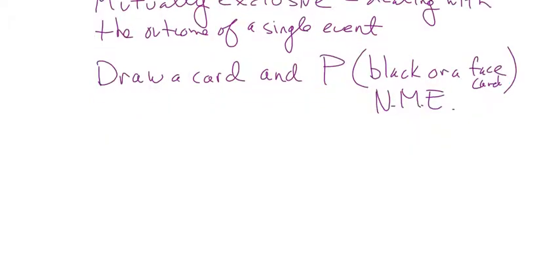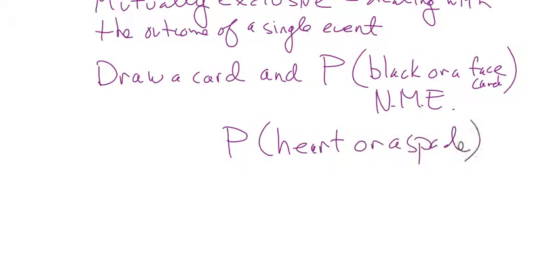Let's say I do something about the probability that my card is a heart or a spade. How would you describe those? Mutually exclusive, because a card cannot be both a heart and a spade at the same time. Remember, we're talking about one single event. That card cannot be both a heart and a spade. It's one or the other, but it's not both. So this event is mutually exclusive.